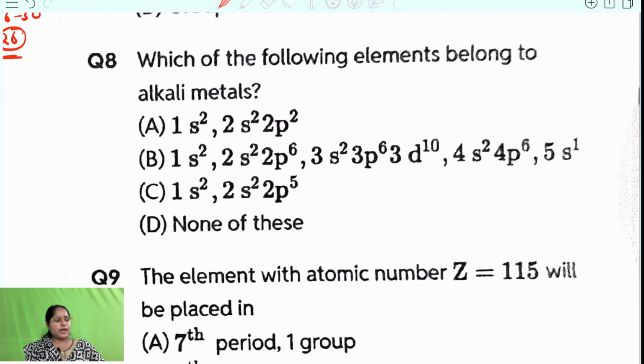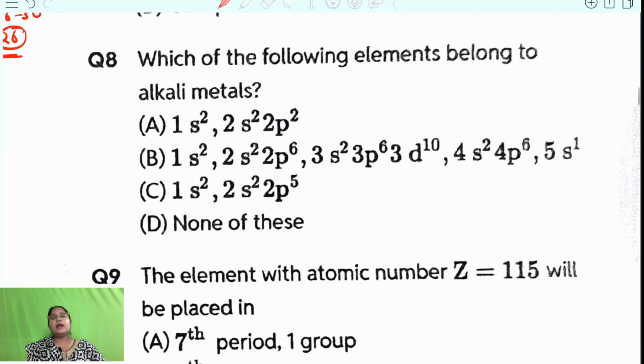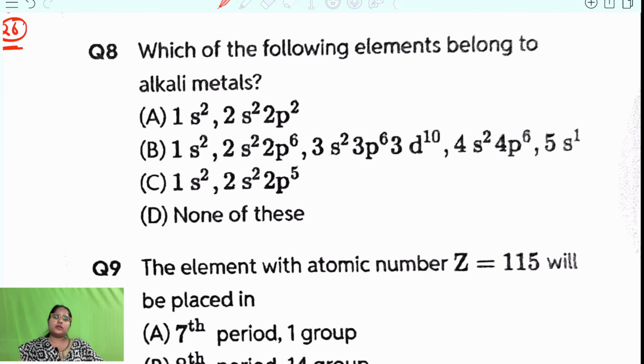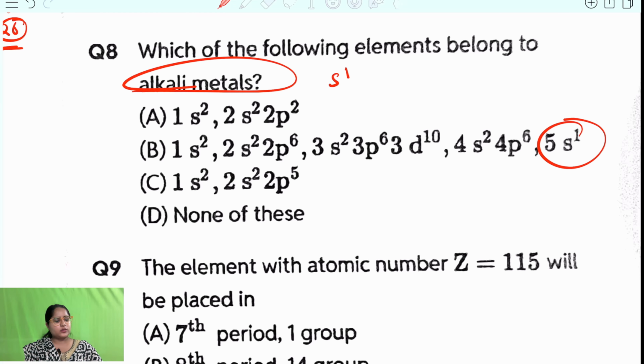Which of the following elements belongs to alkali metals? Alkali metal means the last orbit subshell must contain 1 or 2. First of all, they are not asking about S block, they are only asking about alkali metals. Alkali metal general configuration is S1. See, where is S1? Here is S1. So option number B is the right answer.